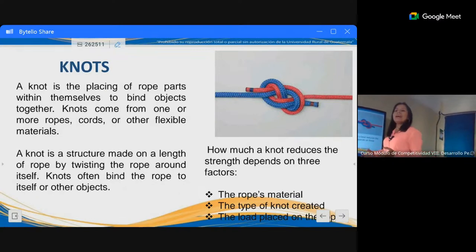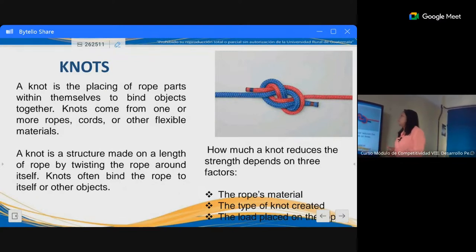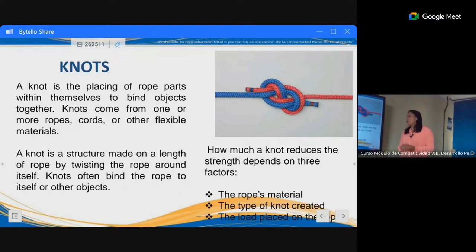Yes, so in our daily life, we are always making knots. Since we were little ones, you remember, our parents taught us how to make knots. So that's why this is the topic for today. And here, then, let's see how much a knot reduces the strength depends on 3 factors. Some of them are stronger than the other ones, but that's why it depends on the 3 factors. And what are the 3 factors?